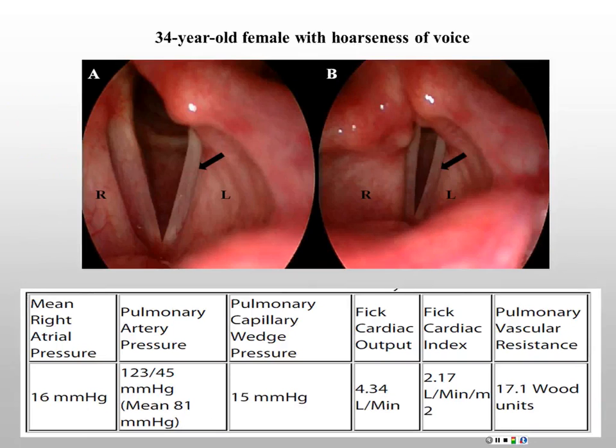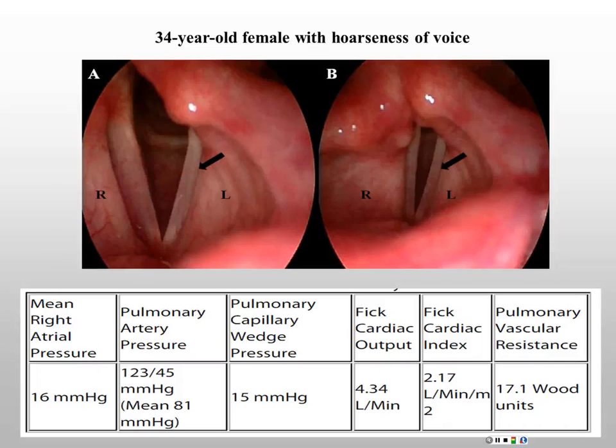This is a patient we had. She had hoarseness of voice and dyspnea on exertion, and this is a laryngoscopy picture, and she had left vocal cord paralysis. So the next step, you do CAT scan of the lung to make sure there is no mass causing impairment of the function or invading the left recurrent laryngeal nerve.